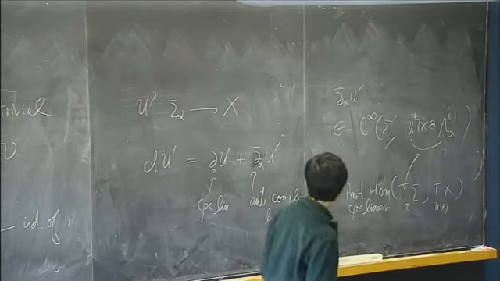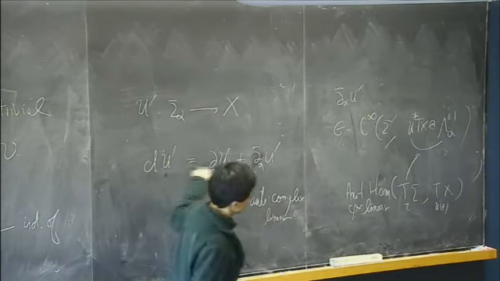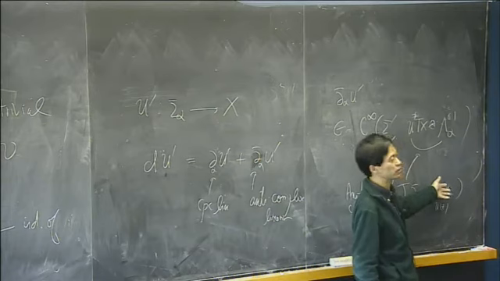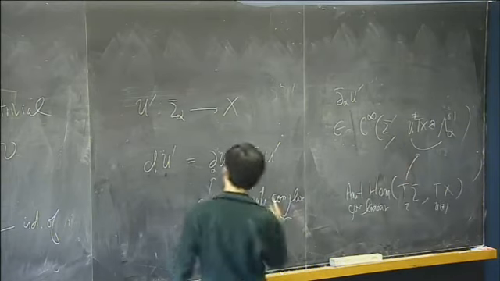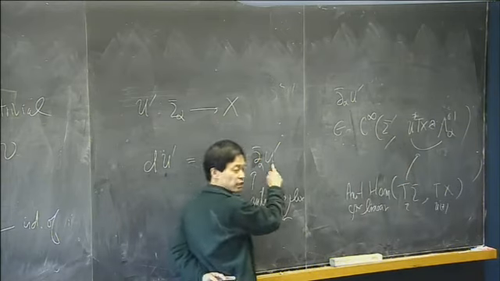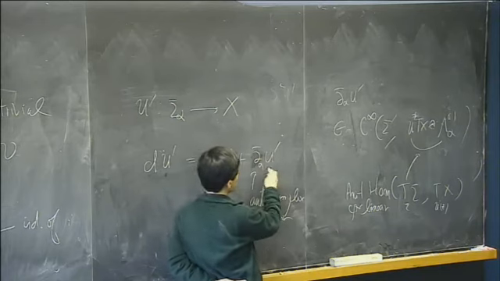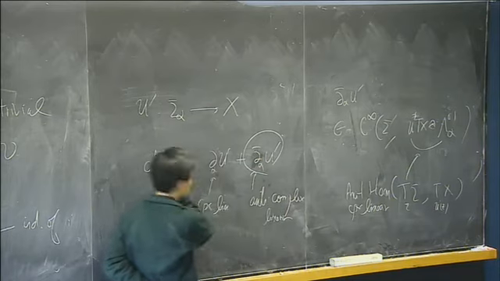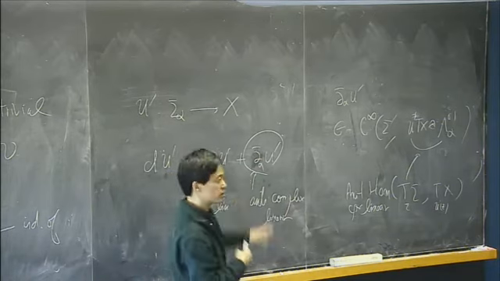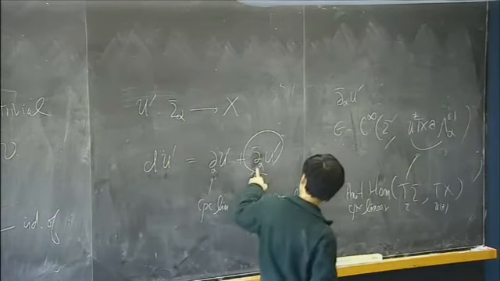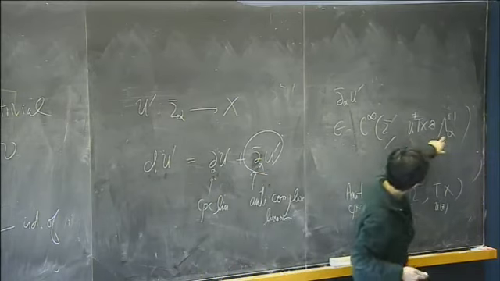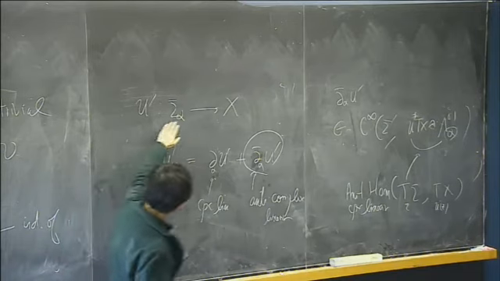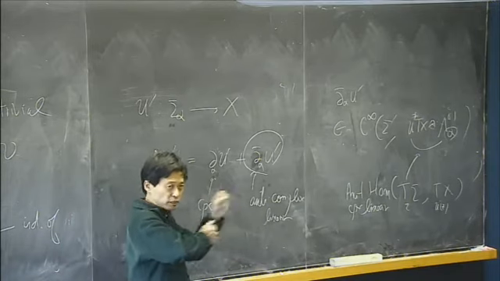So you just differentiate u prime. You get a real linear map. Then you divide it into the complex linear part and the anti-complex linear part. Then this, by definition, is the anti-complex linear part of this differential. And of course, this splitting depends on alpha. You use this alpha, which is the complex structure on the Riemann surface. So your splitting depends on alpha.